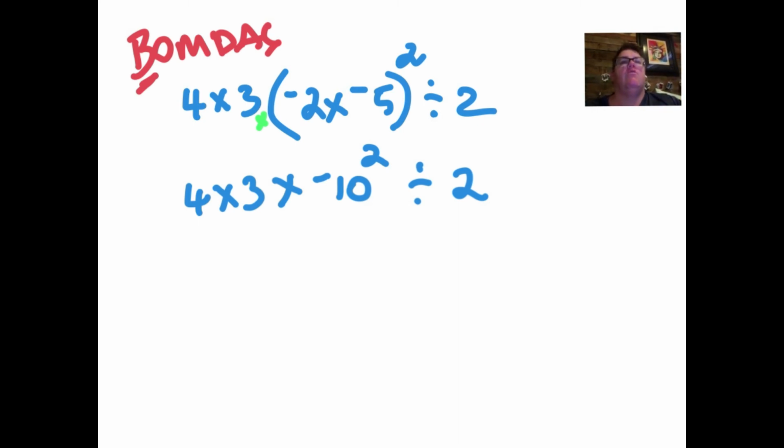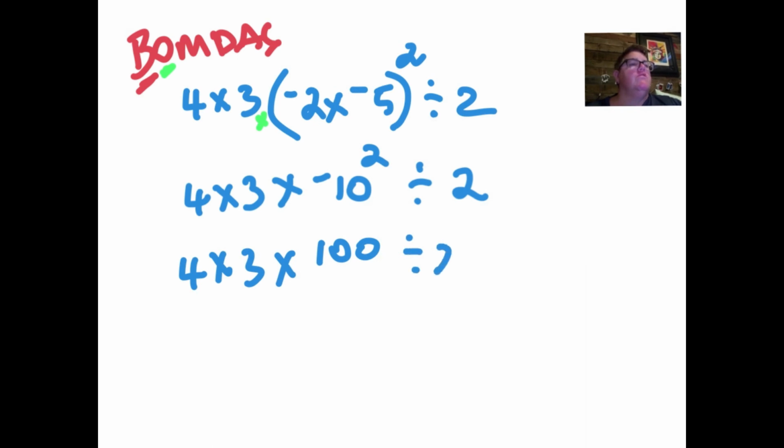Now we have to do our operations or our indices, depending on what you want to call it. In this case, negative 10 to the power of 2 equals 100. So we can write this down here. Again, we can rewrite the rest of it. Okay, so now we've done our indices. Now we can move on to multiplication. 4 times 3 is 12, times 100 is 1200.